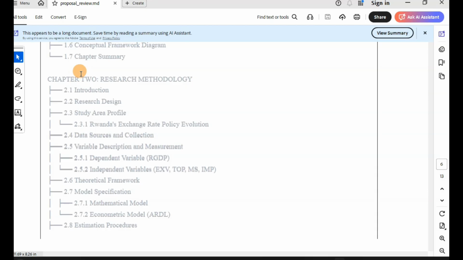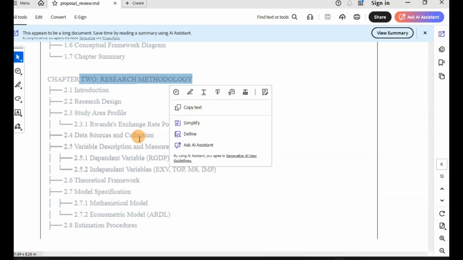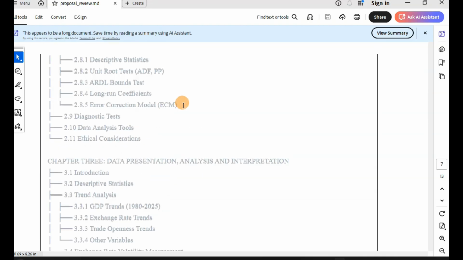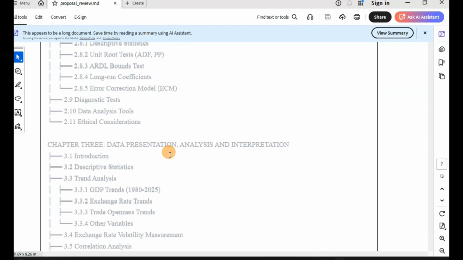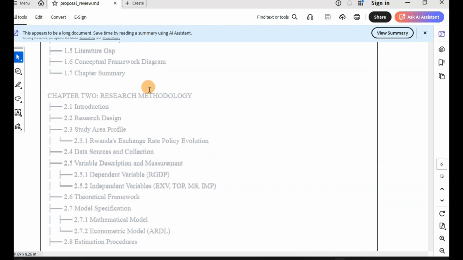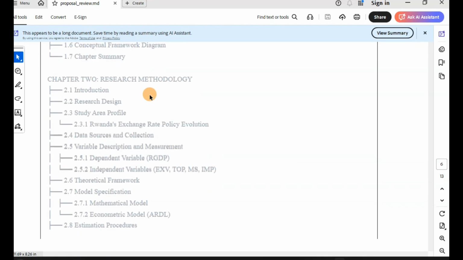This should be chapter 3, research methodologies. So the model will be ARDL. Yes, the model will be the ARDL. So is it applicable for us? Is it applicable? Yes, we do, yes.